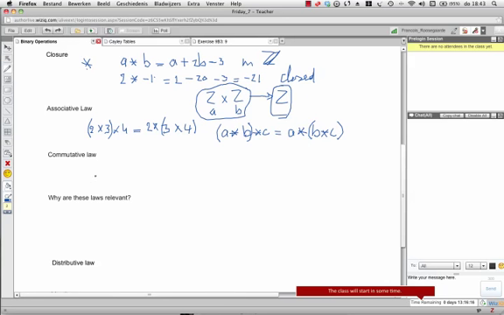The commutative law is very simple: the situation that if I have 3 plus 5, it is the same as 5 plus 3. Obviously this is true for multiplication and addition, but it is not true, as you know, for the operation subtraction.